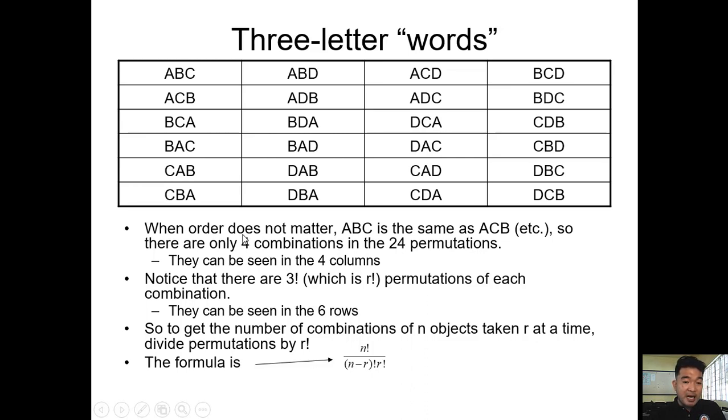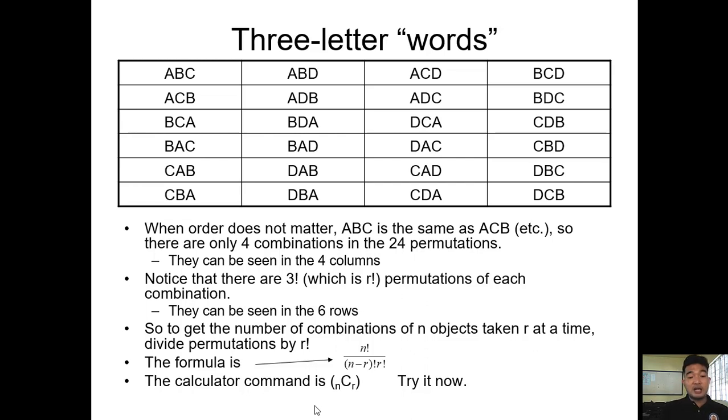Ayun, tama yung nakuha natin na combination. The combination is equal to 4. And then if you have the calculator with you, ayan, you just solve for the combination of 4 taken 3 at a time, and you will arrive at the same answer, which is equal to 4.